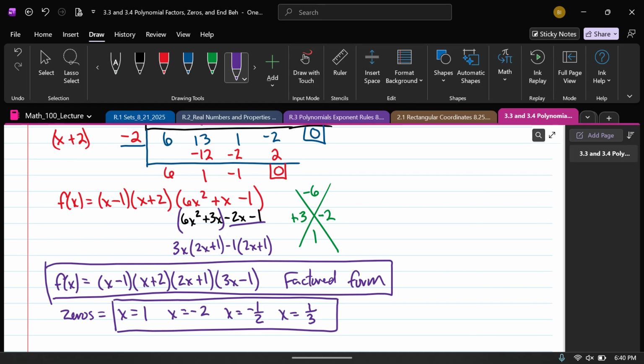So there's my zeros. Notice all of these are rational numbers. They all could be written as fractions. And they're all in that P over Q list that we found. If you find a rational zero and it's not in the P over Q list, either your rational zero is wrong or your P over Q list is wrong. It's got to be in there.